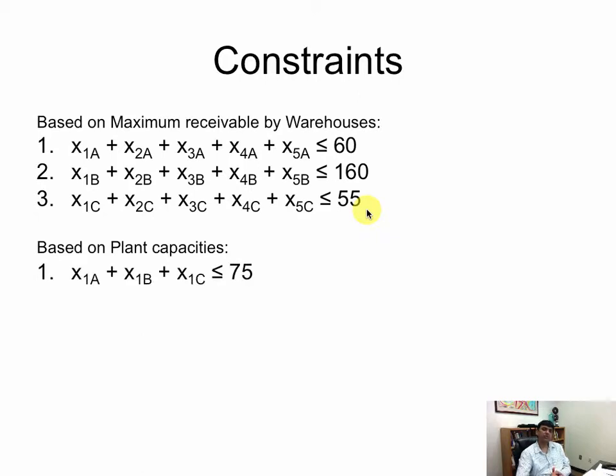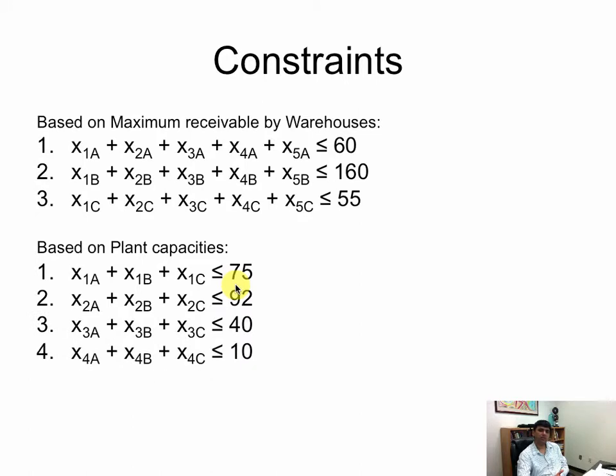Now, the other set of limitations is based on the capacity of the plants. From plant 1, the shipment will go out to warehouses A, B, and C. So we have X1A plus X1B plus X1C should be less than or equal to the maximum production capacity of plant 1. Similarly for plant 2, plant 3, plant 4, and plant 5.